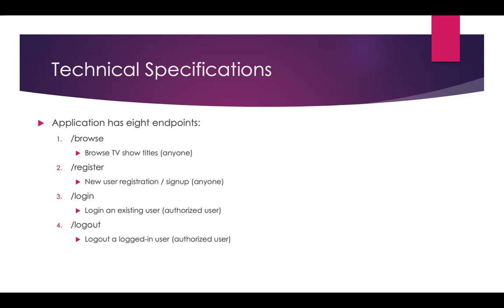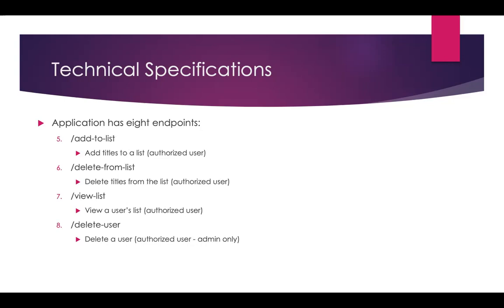Logout can be used only by an authorized user to log out from the application. The add to list endpoint can be used by an authorized user to add titles to the list. Delete from list similarly can be used by an authorized user to delete titles from the list. View list can be used, again, by an authorized user to view the user's list. We would like to highlight that all these operations can be performed by authorized users, meaning that a user can do these operations only for himself or herself. The users cannot do these operations for other users.